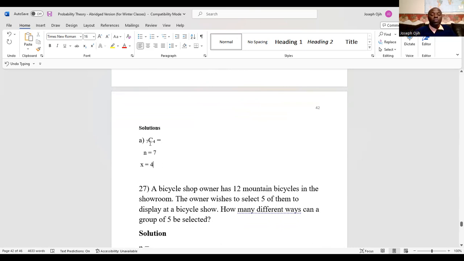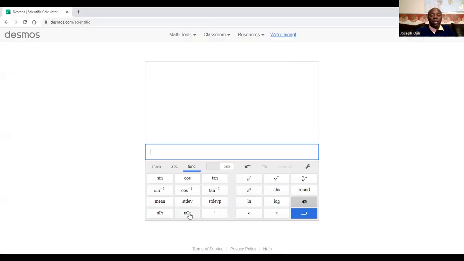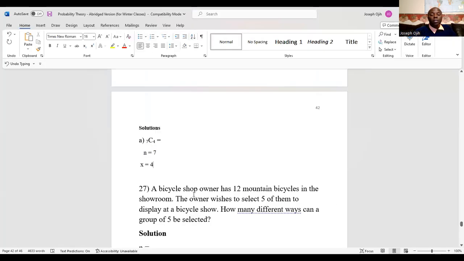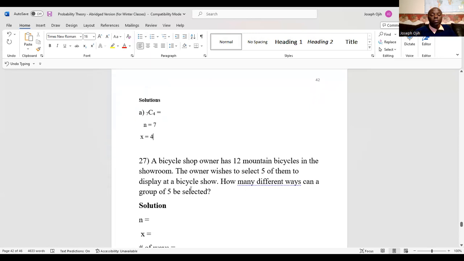So 7 combination 4. We go to our calculator. We're going to use the combination key, this one here, nCr, or you can call it nCx. So you got 7, 4 gives us 35. See?